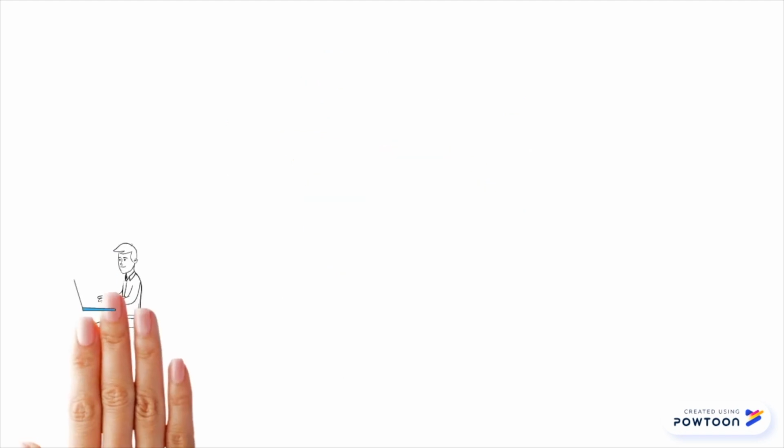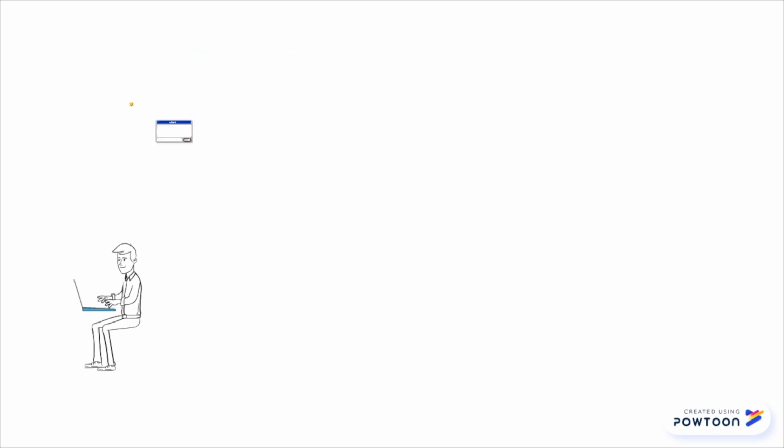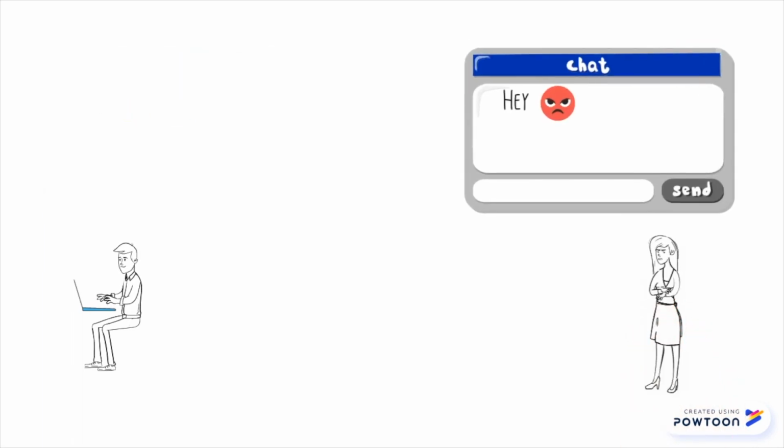Our main man Ben wants to text his girl Charlotte. He sends her a wink emoji, but instead she receives an angry emoji. What went wrong? There is only one way to find out. Let's dive into the bit world.